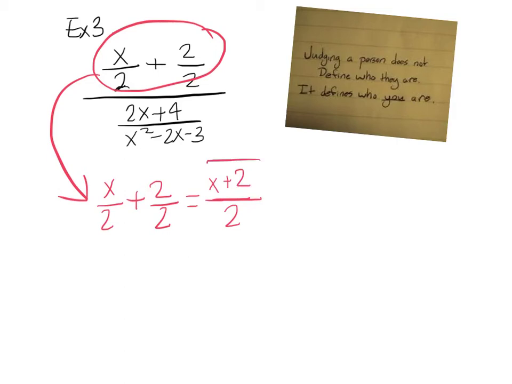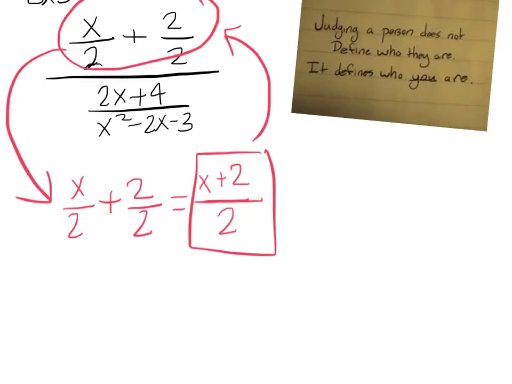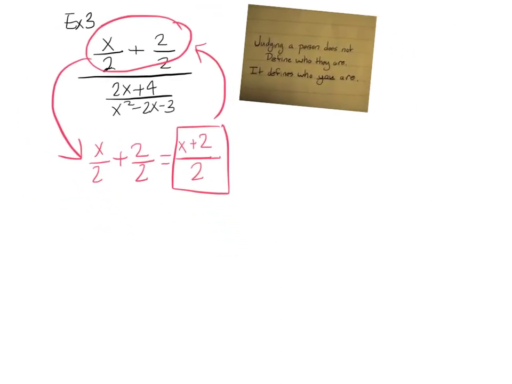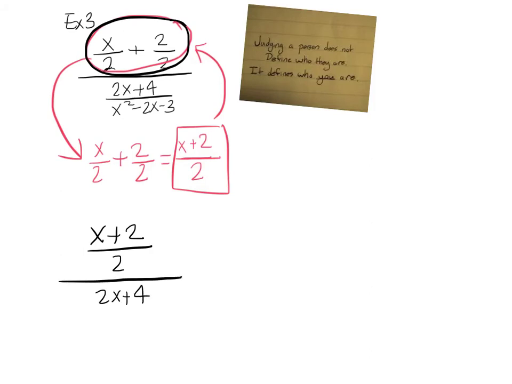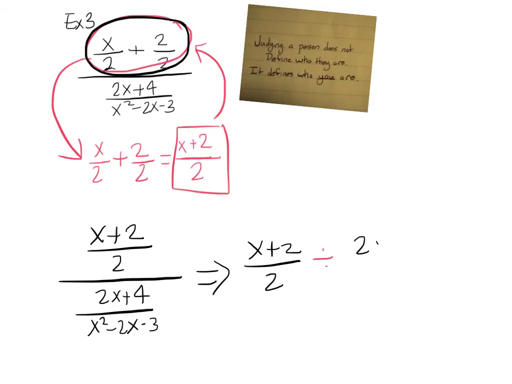So what if I take this and I rewrite my complex fraction? Maybe now I can rewrite it. Okay, here's my new problem. So instead of writing this, I'm going to write my new sum, which will take its place. Now I can rewrite it. This is x plus 2 divided by 2, divided by 2x plus 4 divided by x squared minus 2x minus 3.